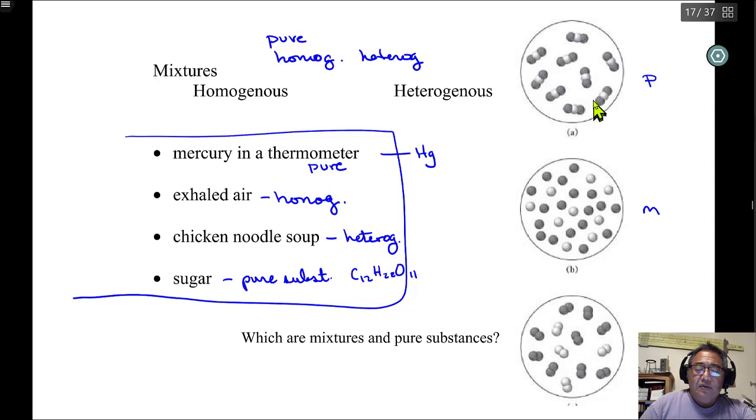So pure substance, this would be a mixture because you see separate individual types of atoms, and this would also be a mixture because you see separate individual kinds of molecules.